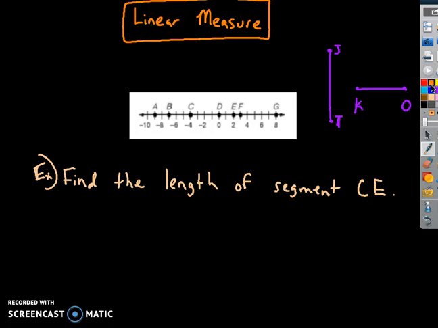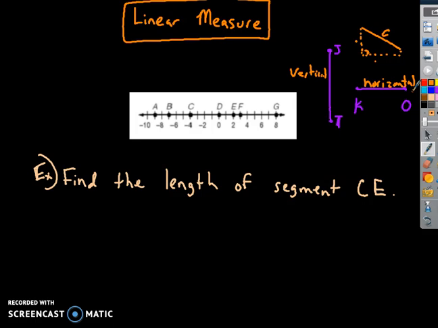However, if it's a slanted line, it's not quite as simple as that, and that would involve using Pythagorean theorem, making a right triangle, and finding out these two lengths to figure out what this length C would have to be. So that's in a future video called distance formula. This video is all about finding vertical and horizontal lengths. As long as it's vertical or horizontal, it's a very easy way of finding out what those lengths are.